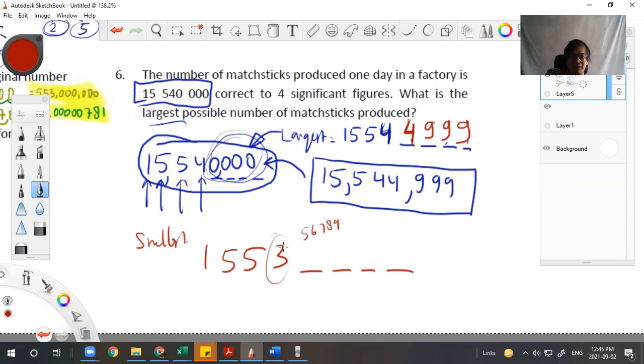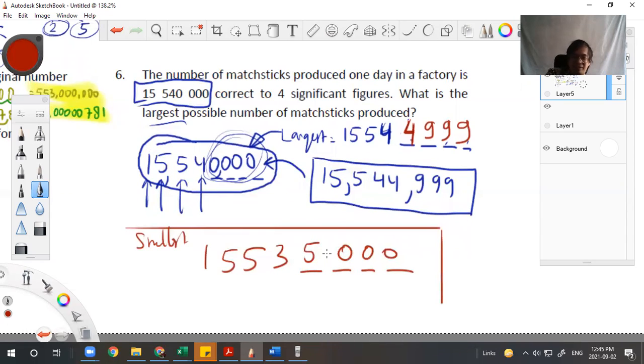Karena maunya jadi 4 ininya. So the smallest one, 5. Done. And then the rest 0, 0, 0. Jadi kalau you bingung, hafalin gitu aja. Kalau smallest pasti 5, 0, 0, 0. Kalau largest 4, 9, 9, 9. That's the easiest way to understand.